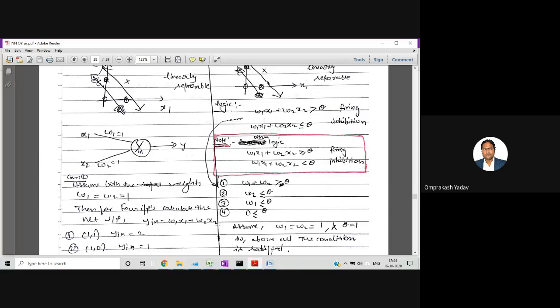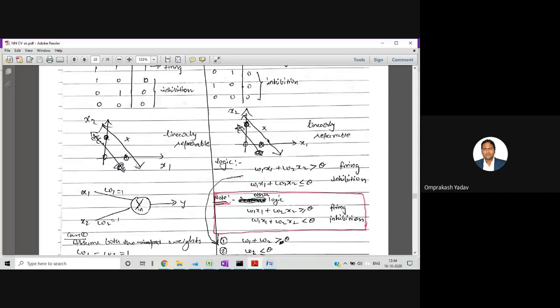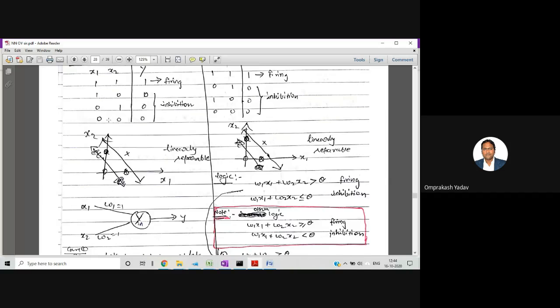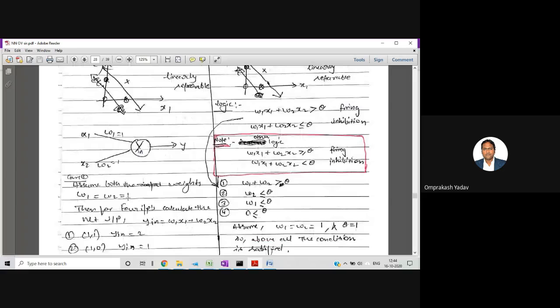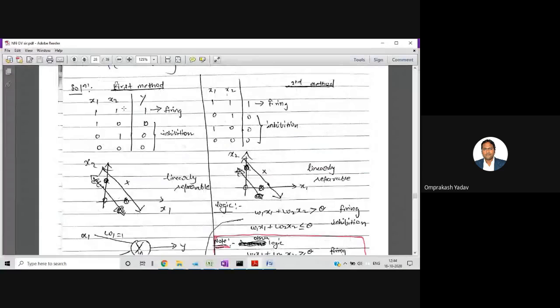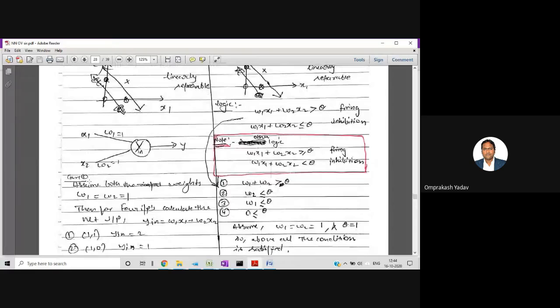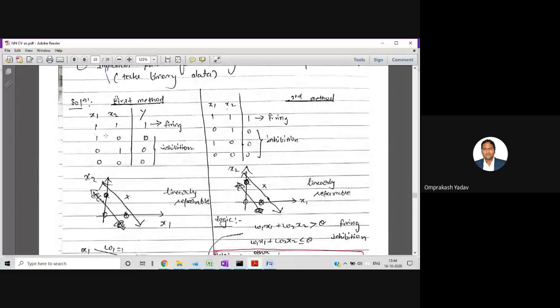Now we have the formula and we have the inputs, and we have assumed the weights also. So we will first find out the y in for all these four patterns. Let's try to calculate. The first pattern is 1 1, the second pattern 1 0, the third pattern 0 1, and the fourth pattern 0 0.